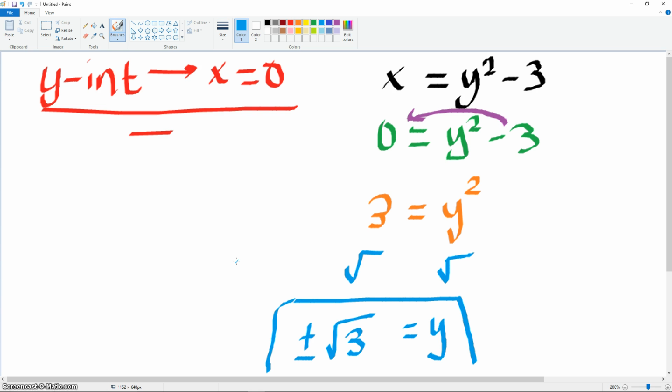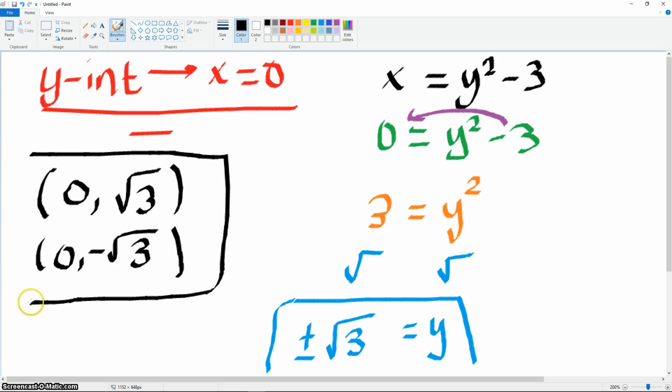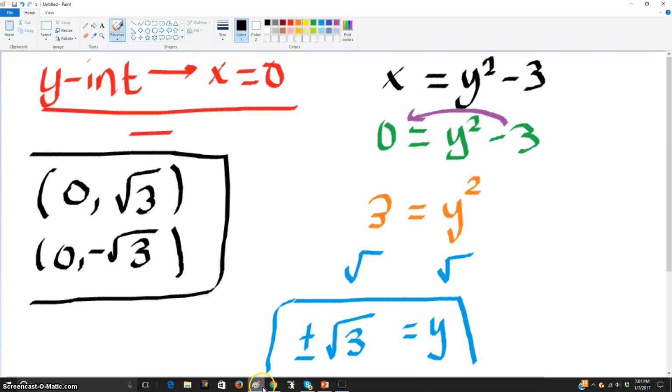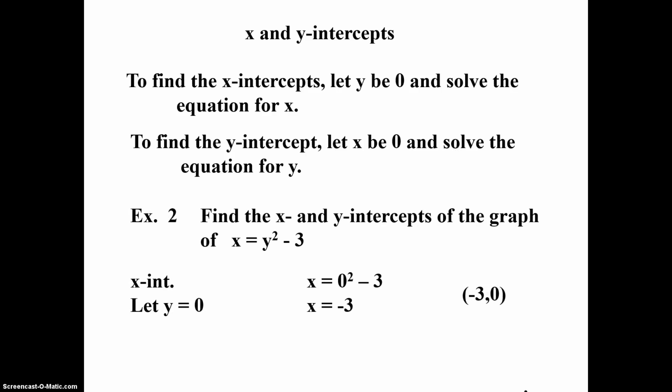It's always positive. The alternate form of this is going to be, again, what do we know is true at x? That it is equal to 0. So we have 0 comma square root of 3, and we have 0 comma negative square root of 3. Okay, and that's also an acceptable solution. Okay, so as you can see, that's what the slide says our answers are.